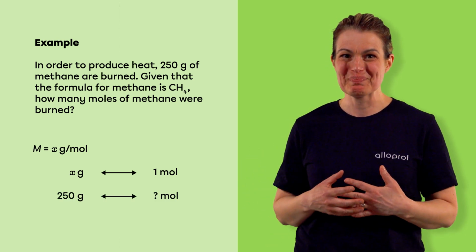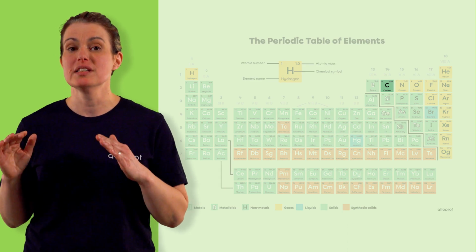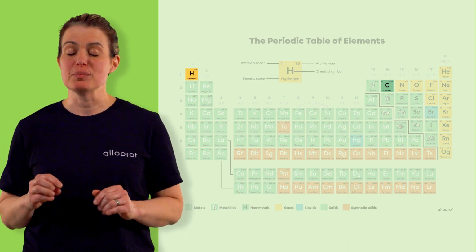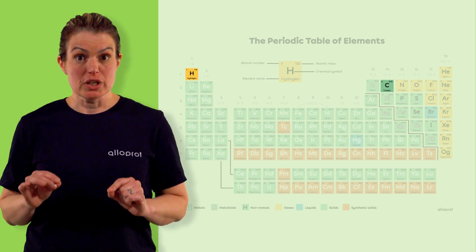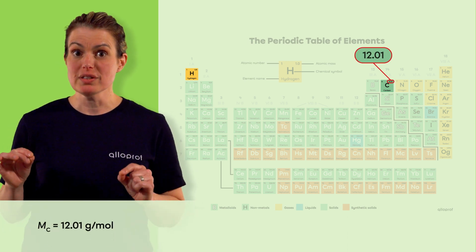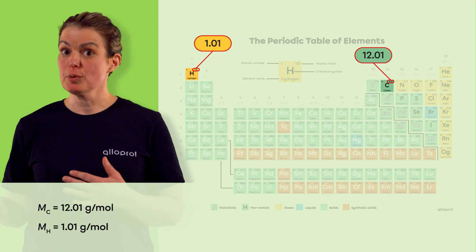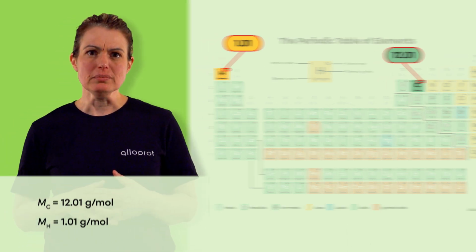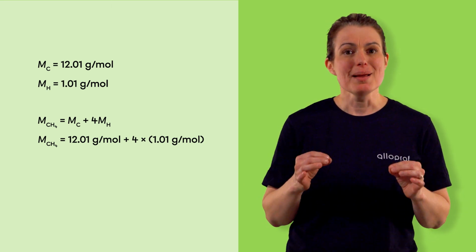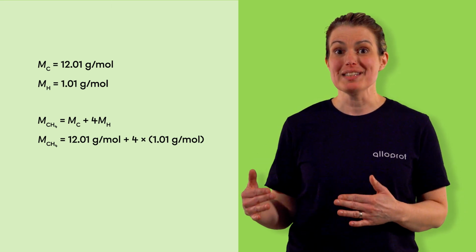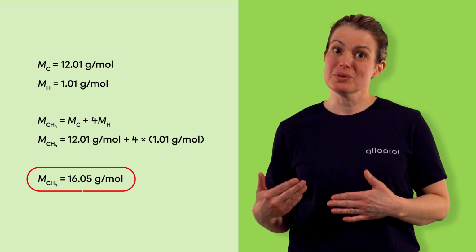Let's go. A methane molecule consists of 1 carbon atom, C, and 4 hydrogen atoms, H. Referring to the periodic table, we can see that their atomic molar mass is 12.01 grams per mole for carbon and 1.01 grams per mole for hydrogen. The molar mass of methane, CH4, is therefore M_CH4 equals M_C plus 4 times M_H, or 16.05 grams per mole.